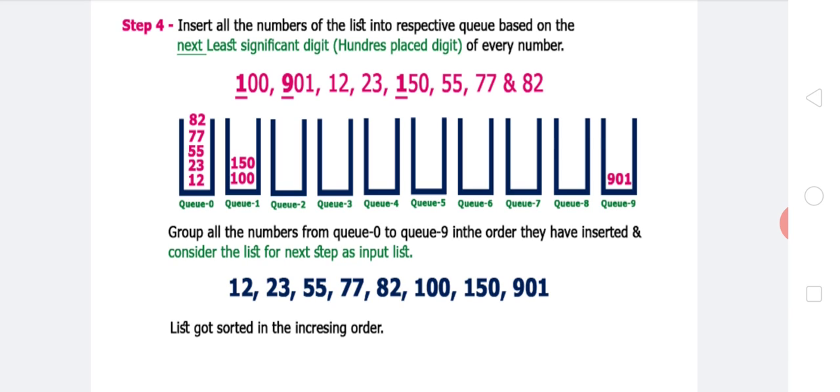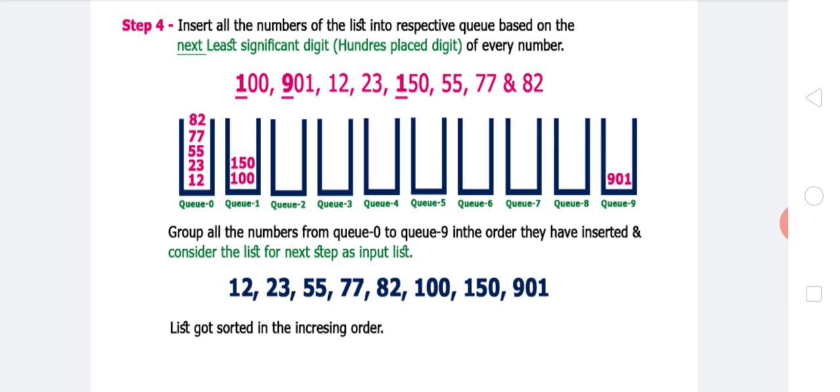The next element is 150. Here the hundreds place digit we already marked is 1, so 150 is placed in queue number 1. The next element is 55. 55 is placed in queue number 0, because the digit before 55 is 0. Then 77 also has 0, that's why 77 is placed in queue number 0. Likewise 82 is also placed in queue number 0.